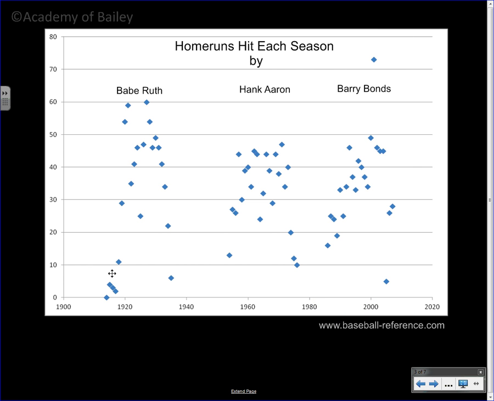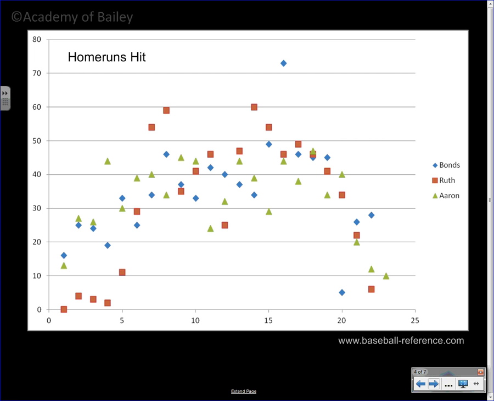But you want to look at these trends, and maybe you want to compare who's the greatest home run hitter, and they all played in different eras, so it's hard to compare. But if we look at all the data together, and I know that's a lot of data, look over here at the key. Barry Bonds is in blue, Babe Ruth in red, and Hank Aaron in the green triangle. What I've compared was the first year of their careers, the second year, the third year, the fourth year, and you can compare what's happening.